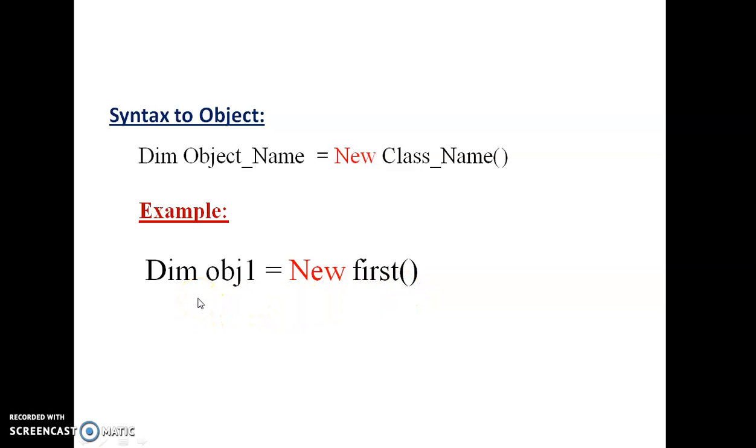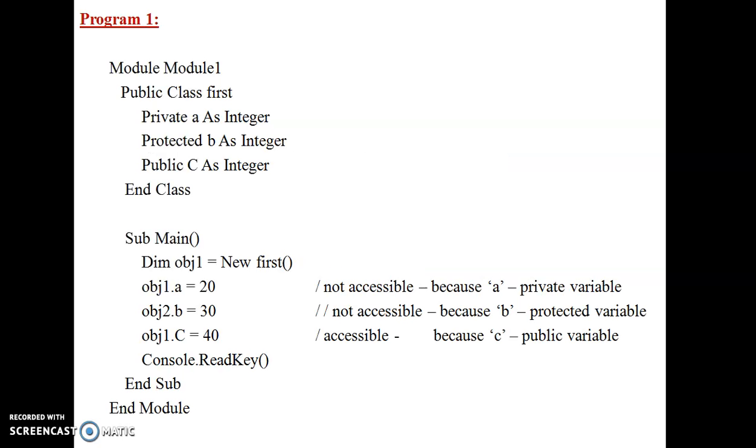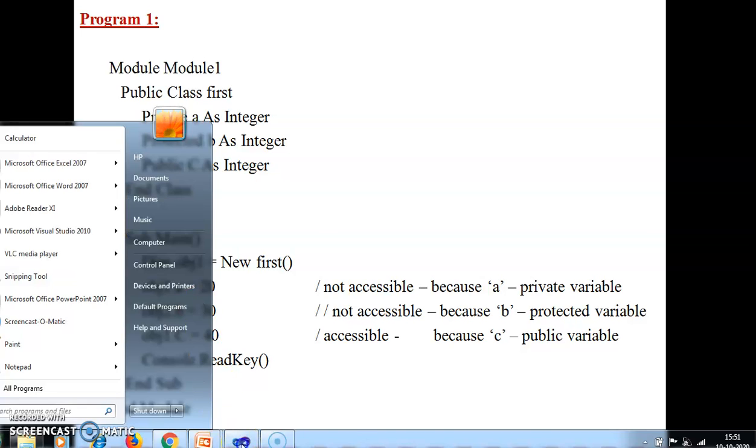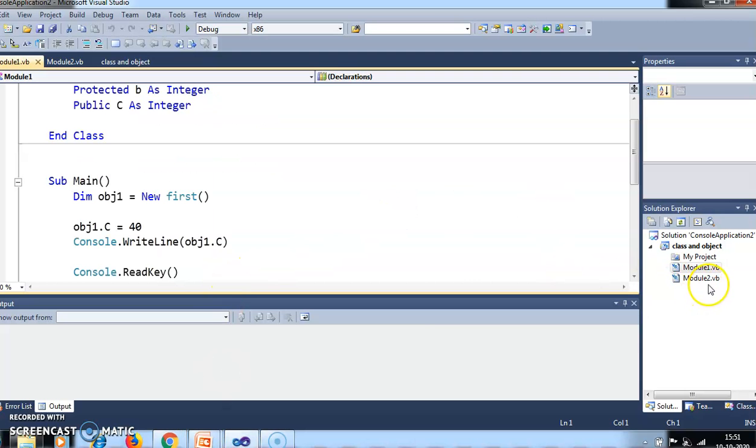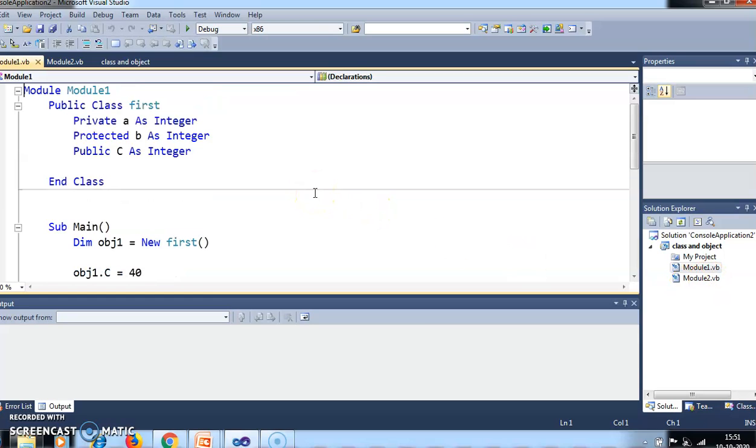Now I have told you how to create a simple class and how to create an object. This is the program, and I'll explain it through the example. The same class is declared here. This is the class definition: public class first. In this, three members are there: private A as integer, protected B as integer, public C as integer. All three are data members. One is private, the second is protected, and the third is public.